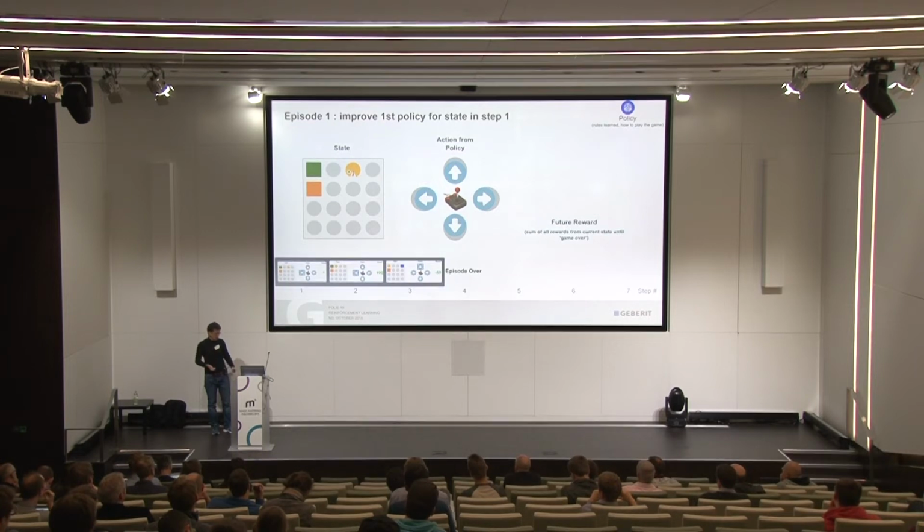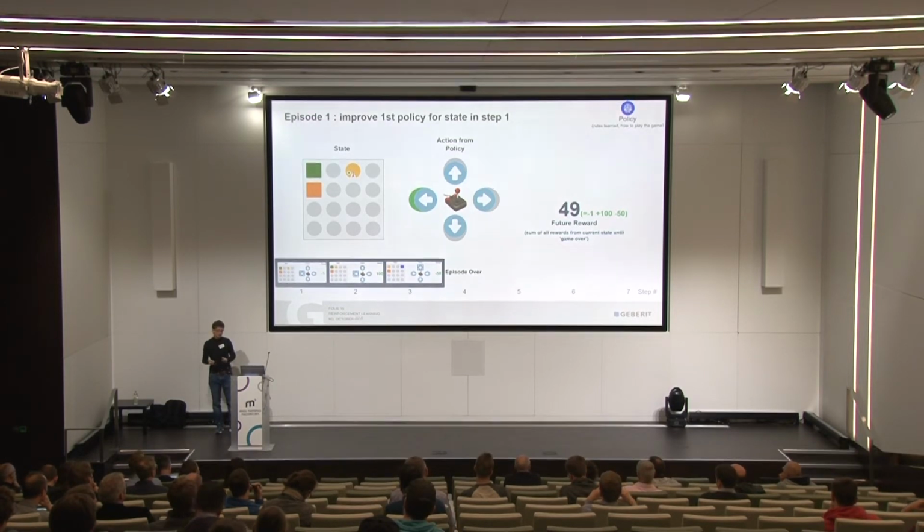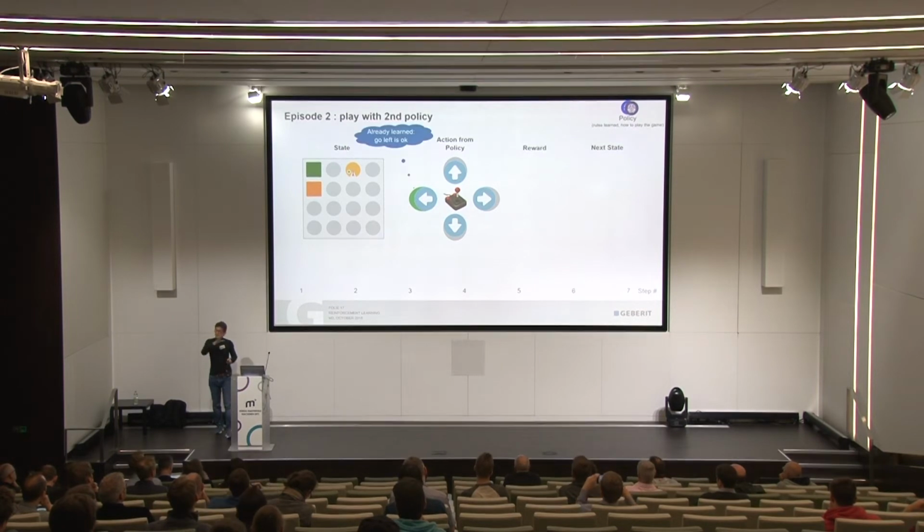So now we calculate again this sum of future rewards, and we get this time 49, which we also consider to be a good value, and therefore increase our preference. So now the policy update is over, and we move on to the next game. This time we use the policy that we've learned, that we already improved.